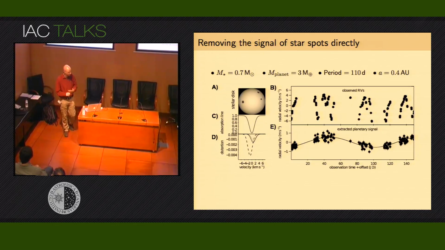3 times the mass of Earth, so it's a very small radial velocity signal. And in panel B, you now see the radial velocity we would measure, mainly due to the star spots. And then I fitted the simulated absorption lines. I try to fit the shape, subtract the deformation, and then again measure the radial velocity, and that's what we see in panel E. Of course, this is only a simulation, but I think that looks quite promising.